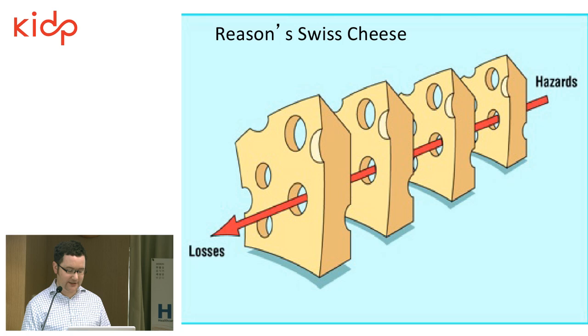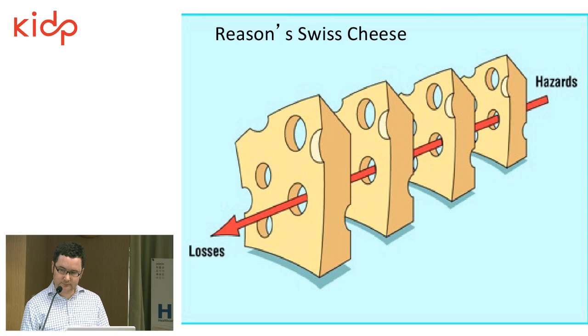Professor Jim Reason, who's a psychologist, came up with this model for how things go wrong in healthcare. It's called the Swiss cheese model. 심리학자인 Jim Reason이란 교수님이요. 우리가 병원에서 왜 문제가 생기는가를 얘기하면서 이런 스위스 치즈 모델이라는 걸 얘기했었습니다.